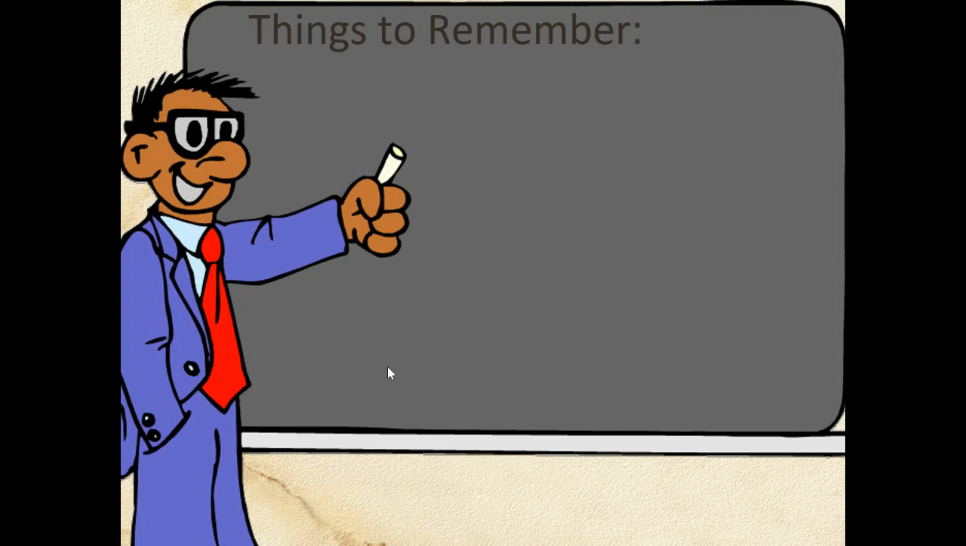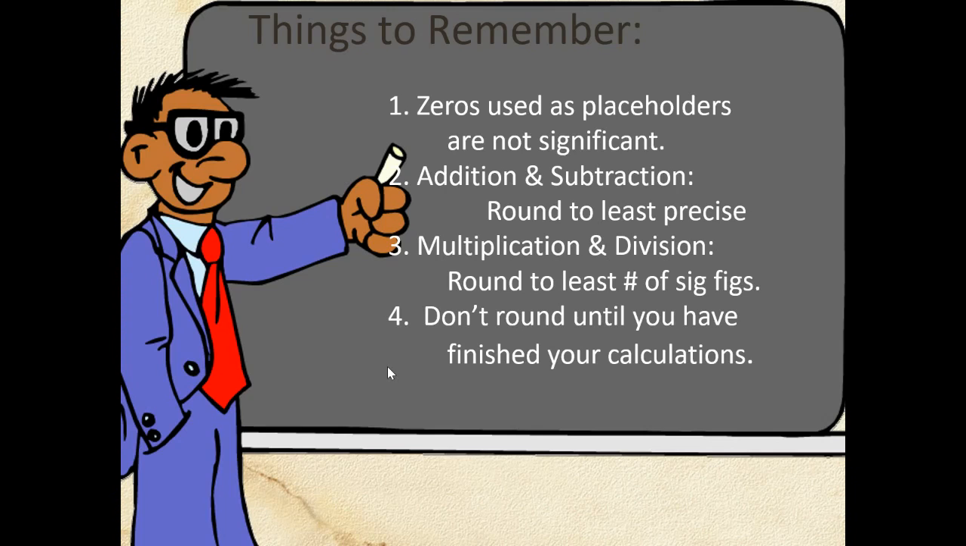So things we need to remember. Zeros used as placeholders are not significant. In addition and subtraction, we round to the least precise. In multiplication and division, we round to the least number of sig figs. And we don't round ever until we have finished all of our calculations. If we round early or we round too soon, we decrease the precision and accuracy of our answer.